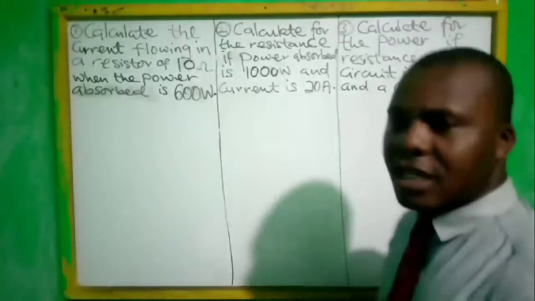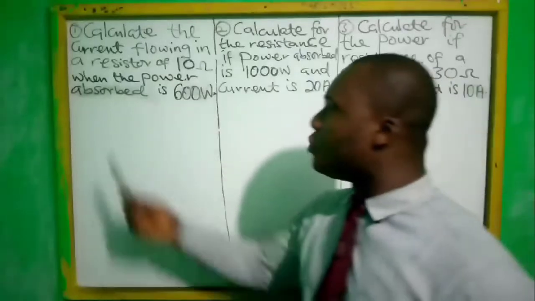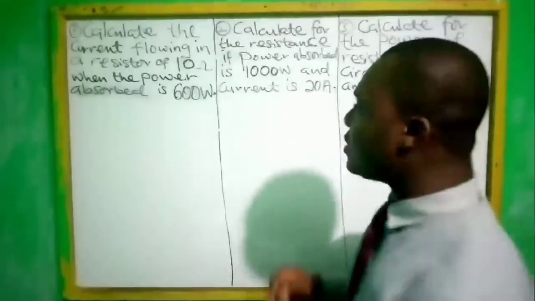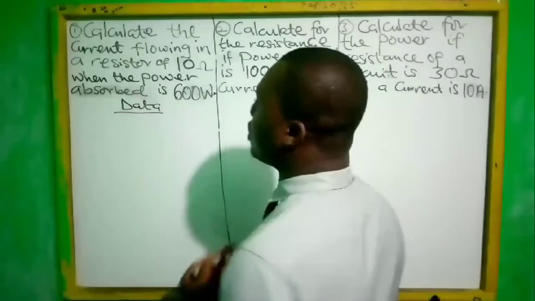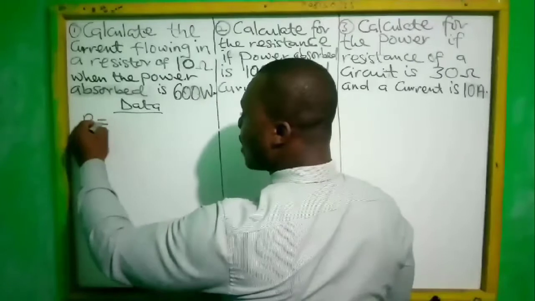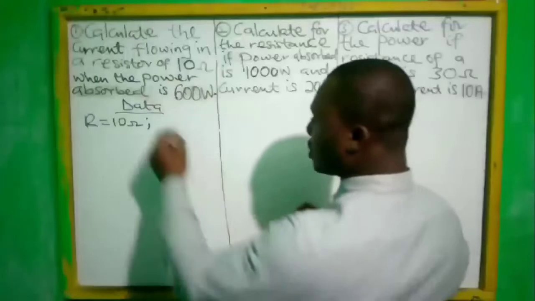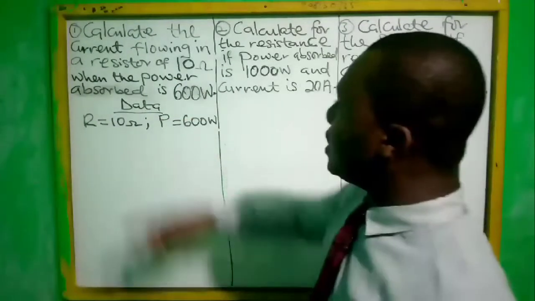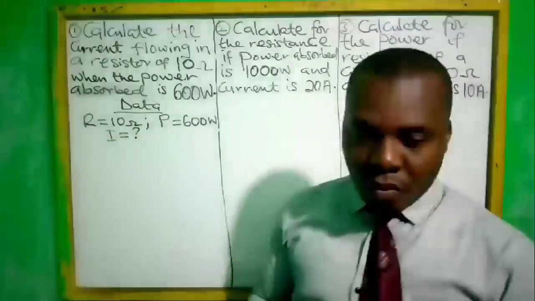All right, let's check number one. The number one says calculate the current flowing in a resistor of 10 ohm when the power absorbed is 600 watt. So let's retrieve our power and our data. So data, we have resistor as 10 ohm. So therefore you say R is 10. And we have our power as what? Power as 600 watt. And we are asked to calculate for the current. So we don't know the current. So current is unknown.